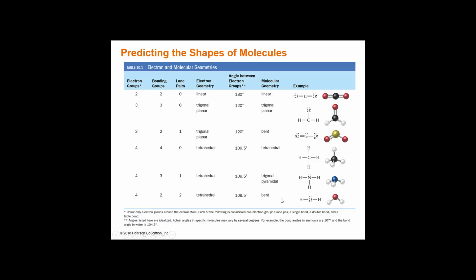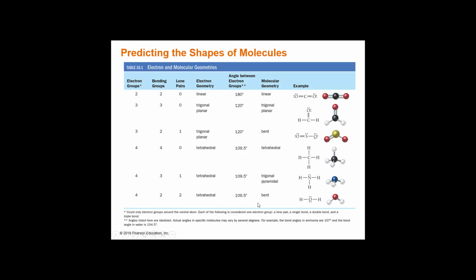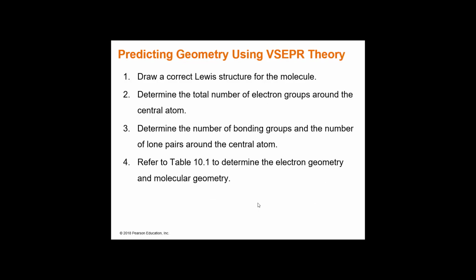And now we have 4 and 4. So if we go 4, 4, 0, it's tetrahedral, because I told you when there's no lone pairs, the geometry matches. And this is what it looks like. And this one here is methane, but this is carbon tetrachloride is what this one is called. And it doesn't matter because it's still the same. It's still in the same shape.